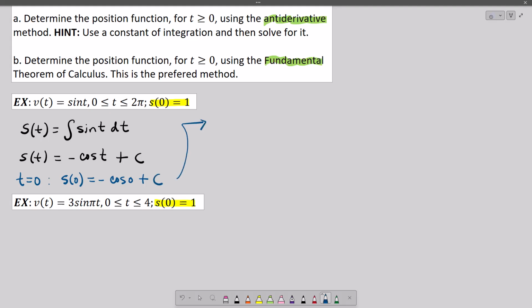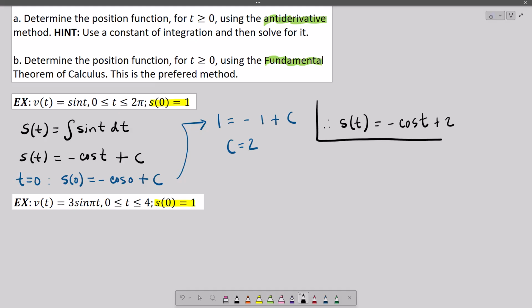Well, s of 0 is 1. That's given to be 1. Cosine of 0, unit circle, 0 degrees or 0 radians. Cosine is the first coordinate. That's 1. Then we isolate c, and we get that c is 2. So therefore, our final answer, s of t, is going to be negative cosine of t plus 2. So this is how we would do it using the antiderivative method.